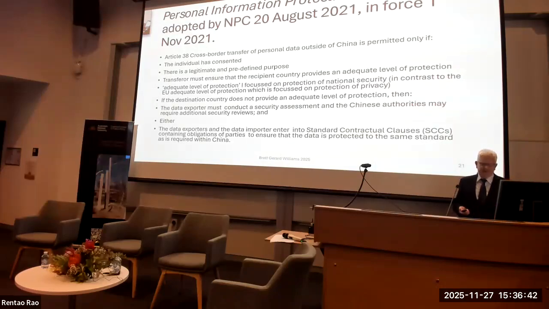And there is a backup: if the destination country does not provide an adequate level of protection, then the data exporter must conduct a security assessment, and the Chinese authorities may require additional security reviews. The data exporters and the data importers could also enter into contractual arrangements using standard approved contractual clauses about the obligations to ensure that data is protected to the same standard as it would be in China.